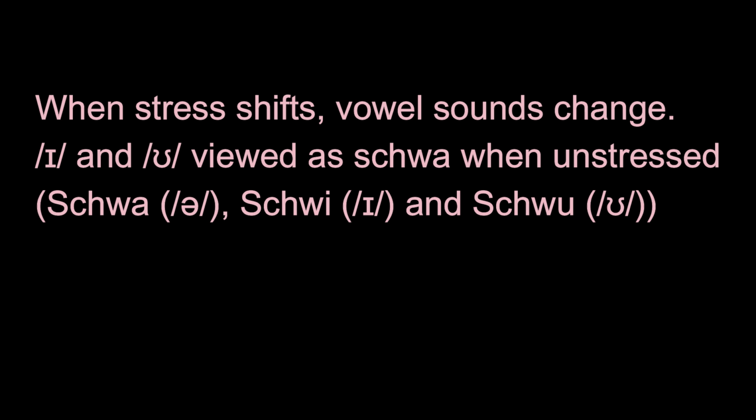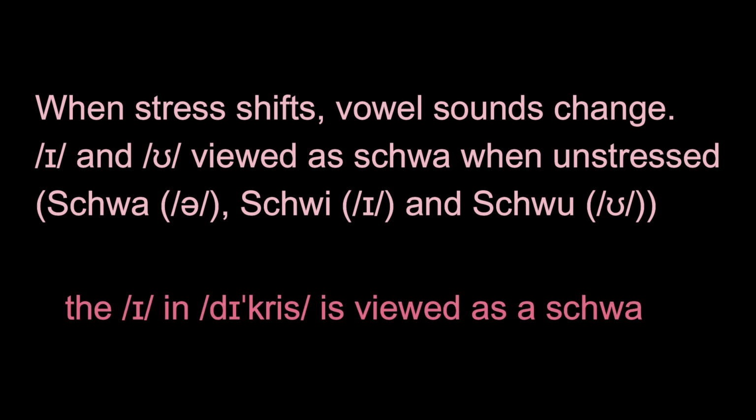So other vowels that can be pronounced in a relaxed manner, such as I and U, are also viewed as schwa when the syllable with the vowel sound is unstressed. Some call them schwi, I, and schwu, U. So, for example, in the following, the I in decrease is viewed as a schwa.